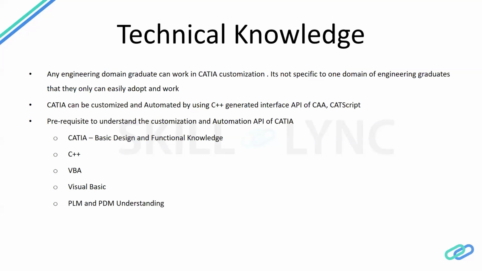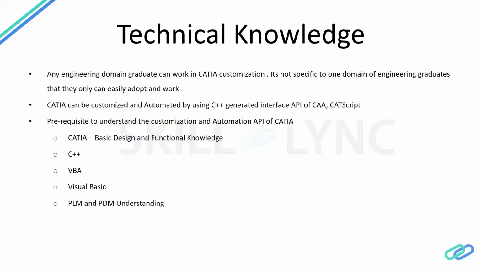Working in CATIA customization is not specific to one engineering domain. People from any domain can work in it. CATIA customization is open to all. They must know what CATIA is, have basic knowledge of programming languages like C++, scripting knowledge of VBA, Visual Basic, and a very basic understanding of PLM and PDM, because each company adopts its own PLM and PDM. So they must understand the PLM and PDM of each company once they go into that company.